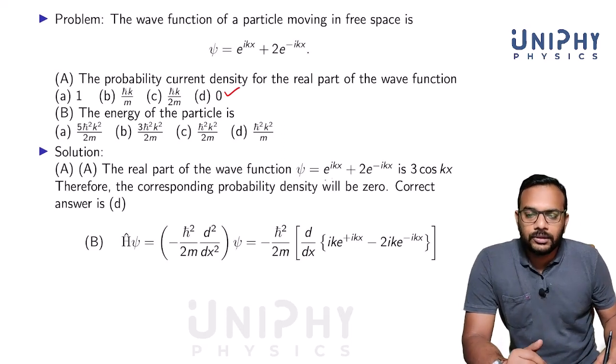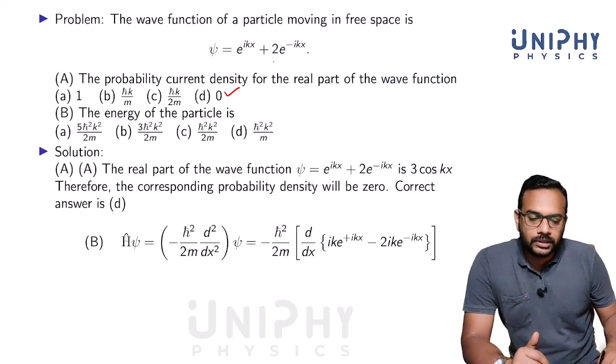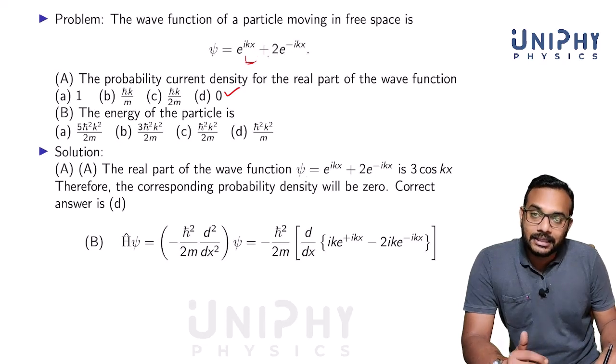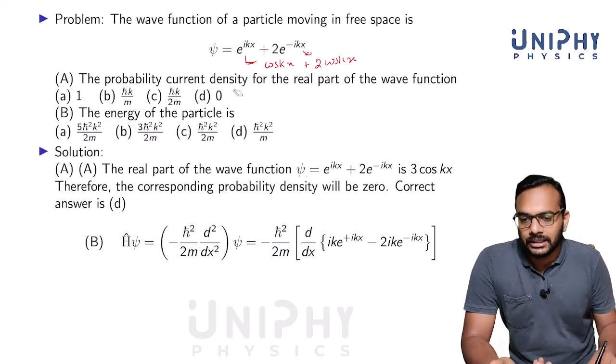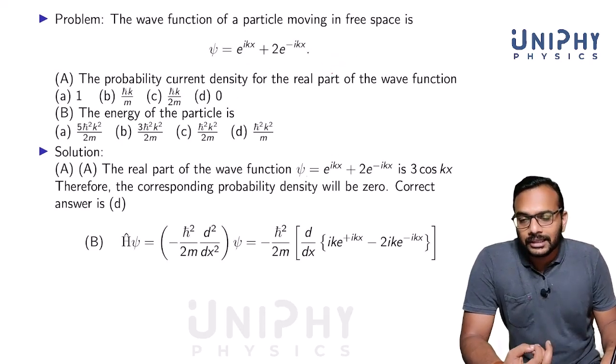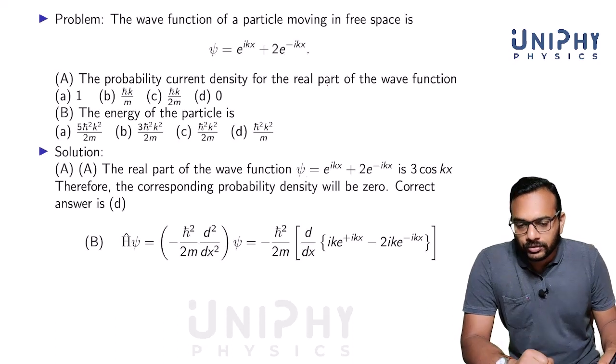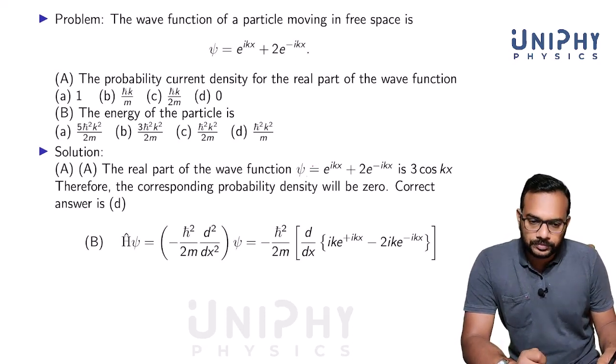You can actually look at it. If you want, you can take the real part. This is cos kx plus i sin kx. So the real part from here is cos kx, and from here it is plus 2 cos kx. So you get 3 cos kx. That's the real part. Now if you substitute it in the equation that we have been using, you see that the probability current density corresponding to the real part of the wave function is actually 0.